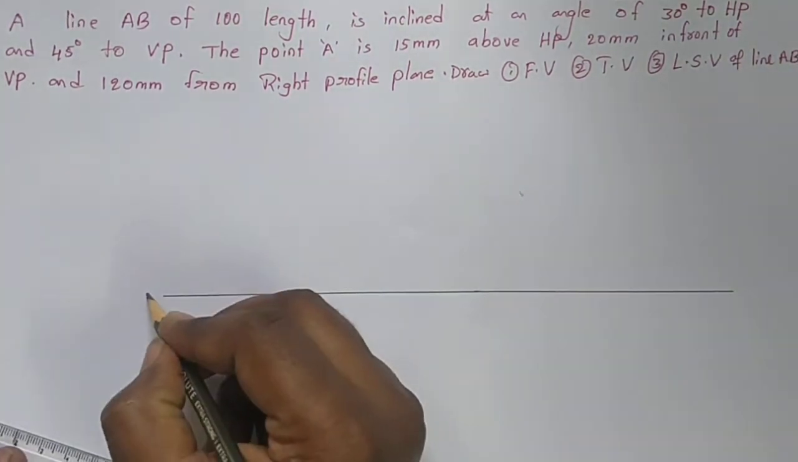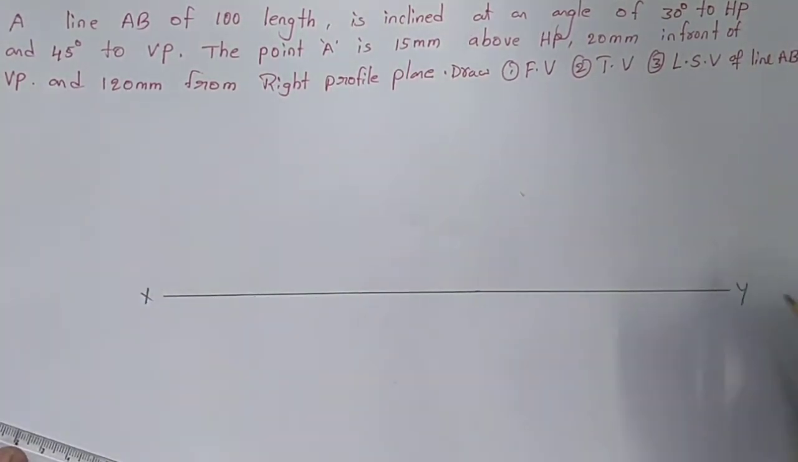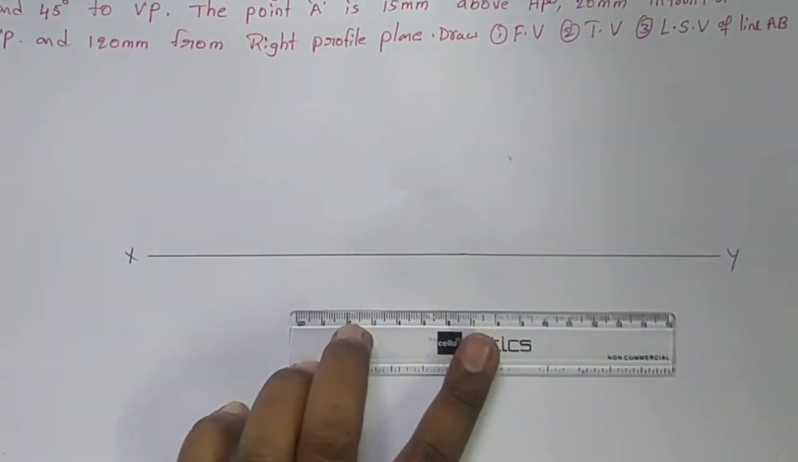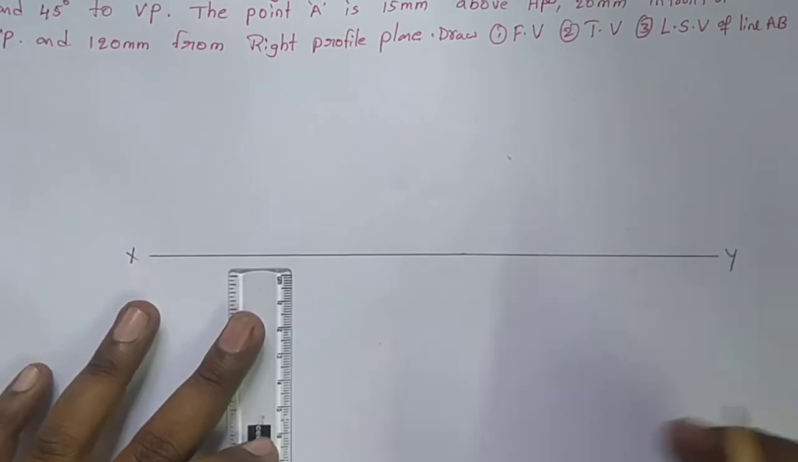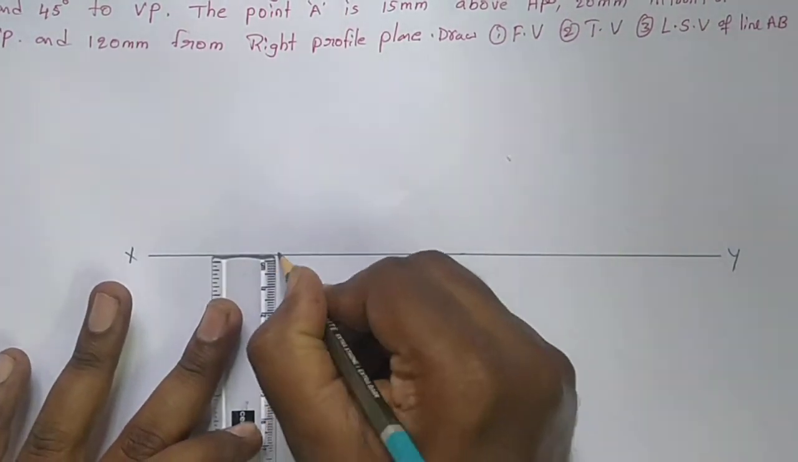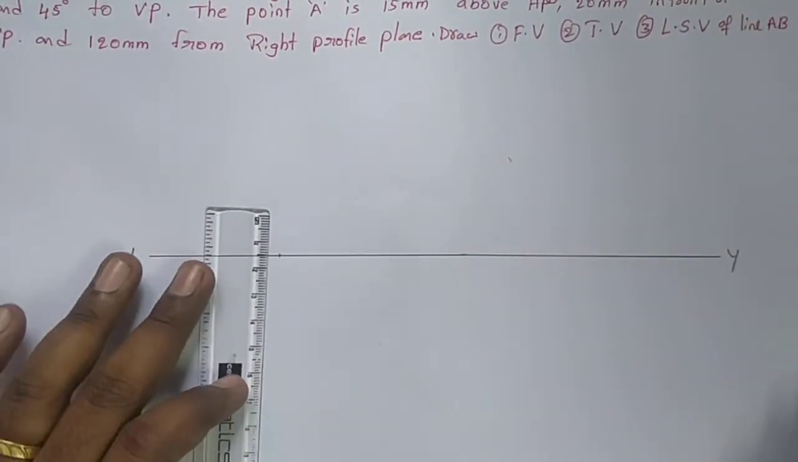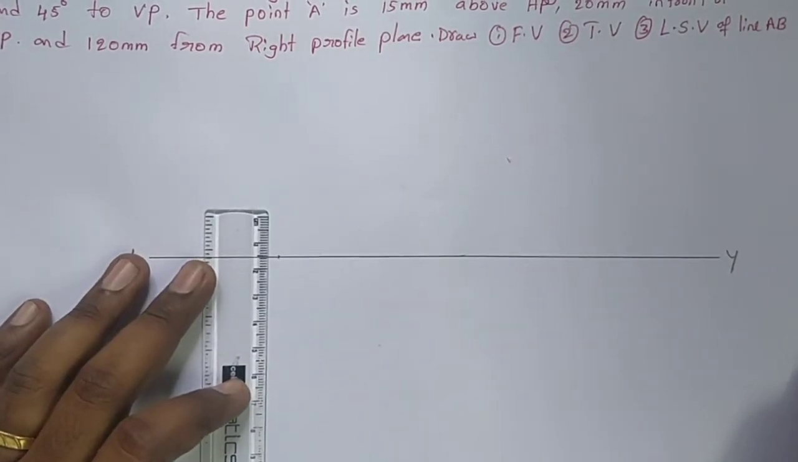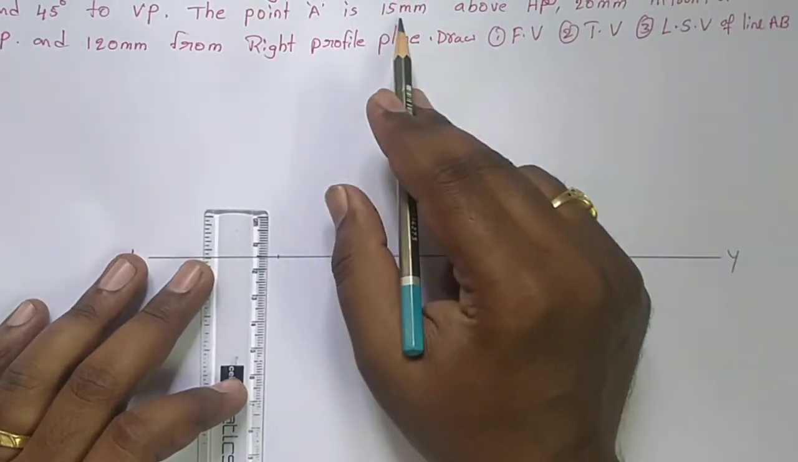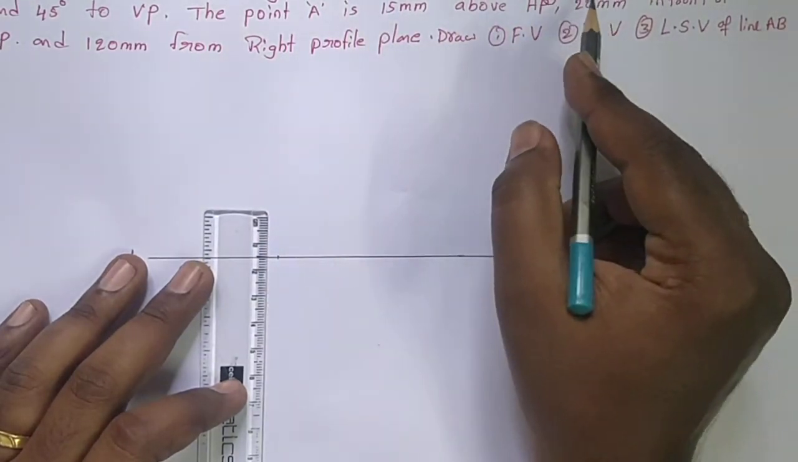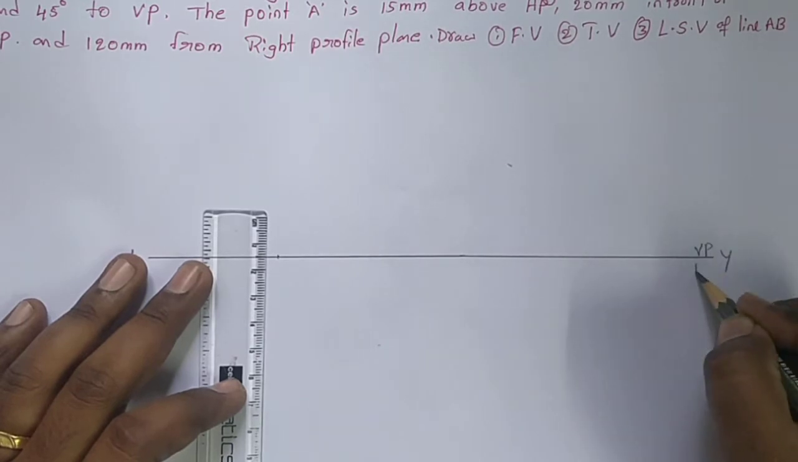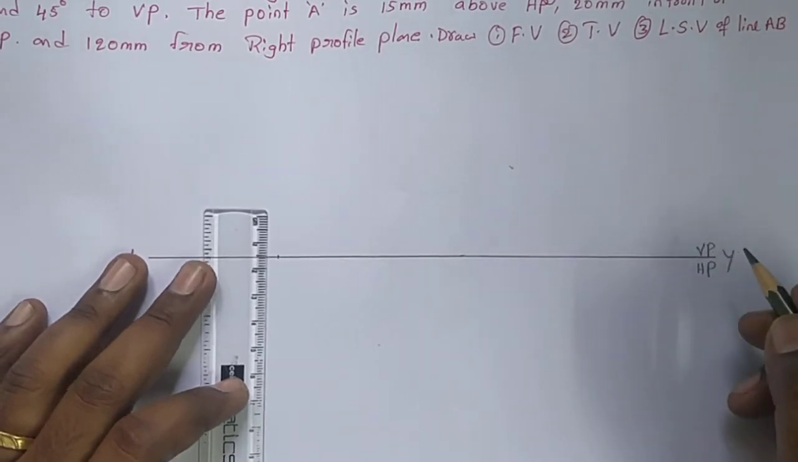Okay, this XY. Next, take any point on XY. I have taken this point. Now locate the first location of point A. The point A is 15 mm above HP and in front of VP, that is first quadrant. That means above XY it is VP and below XY it is HP, horizontal plane and vertical plane.